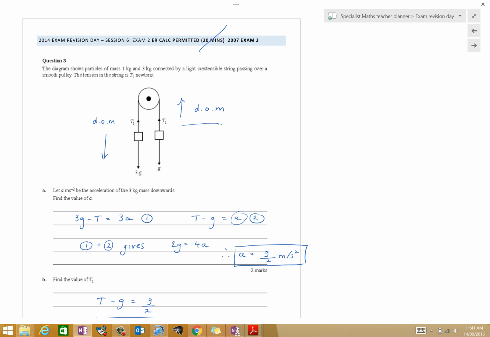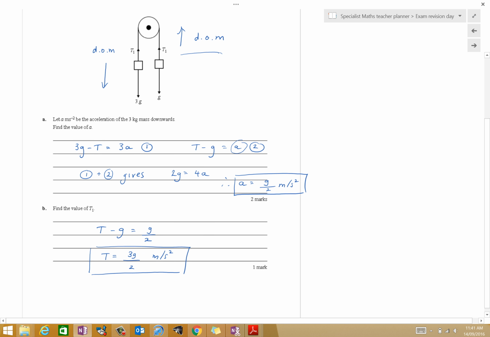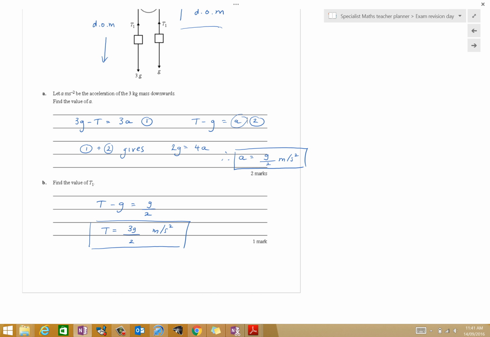Can I get a show of hands that got that? Can we leave it as 4.9? 4.9 is acceptable as well. Absolutely. Now, for the second one, you then need to substitute your value in, into one of the equations. I substitute that into equation 2, and that gives you 3g on 2. Okay, now, if you couldn't do part 1, though, you really couldn't do part 2.